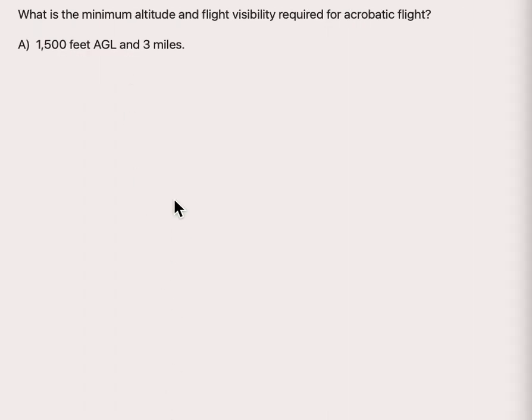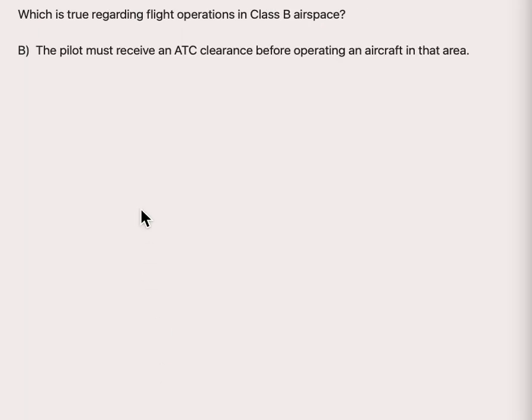What is the minimum altitude and flight visibility required for acrobatic flight? Minimum AGL is 1,500 feet and 3 miles visibility. Which is true regarding flight operations in Class Bravo? The pilot must receive an air traffic control clearance before operating an aircraft in that area.